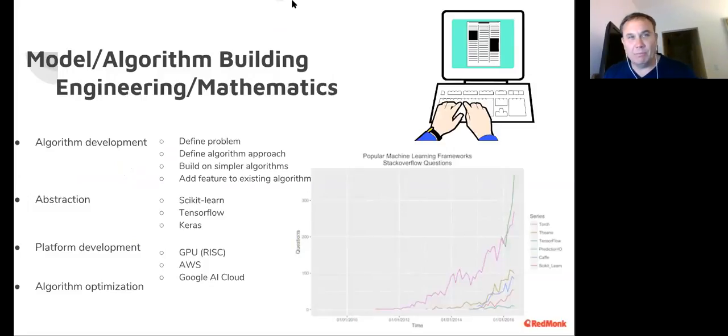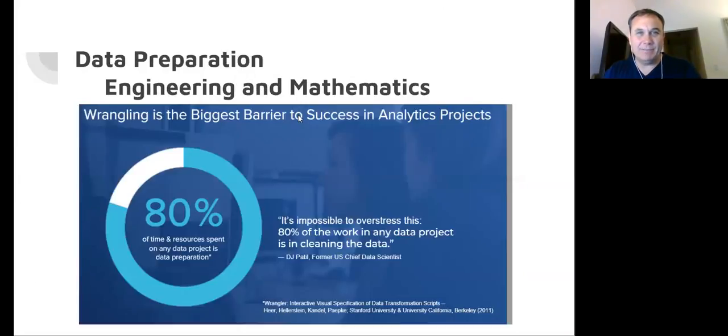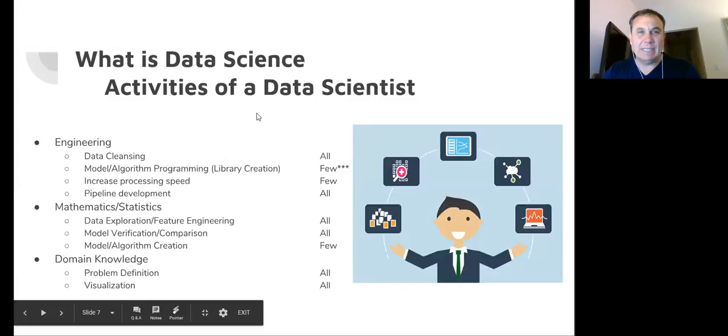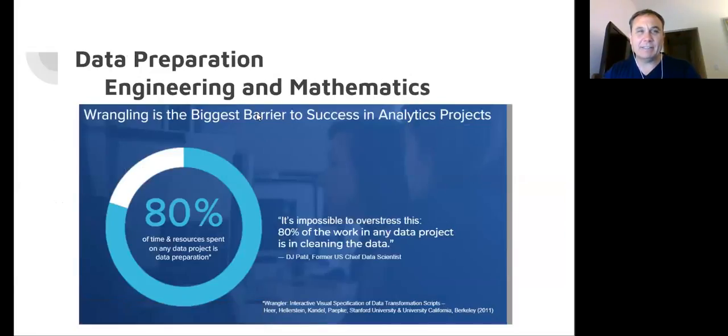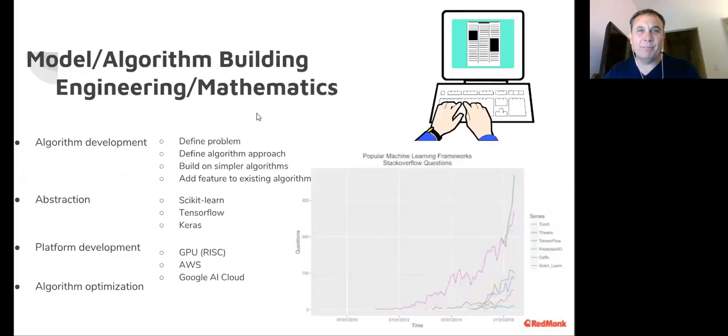Okay, so the engineering, I'm breaking down these different areas in a different slice, I guess. The model and algorithm building. That's one part of your job as a data scientist, some parts more or less than others. For instance, the first part, algorithm development. That's not something everybody's going to be doing, but some will be, and we'll all be contributing to it, if not directly, indirectly, by using and talking about these different algorithms.